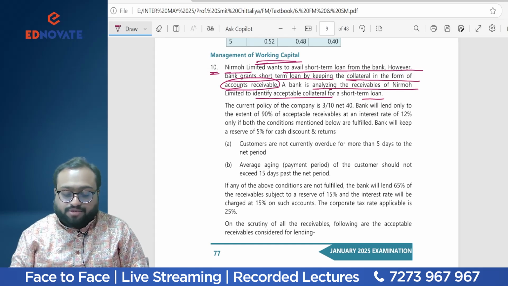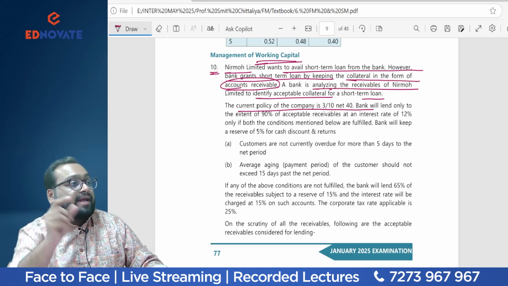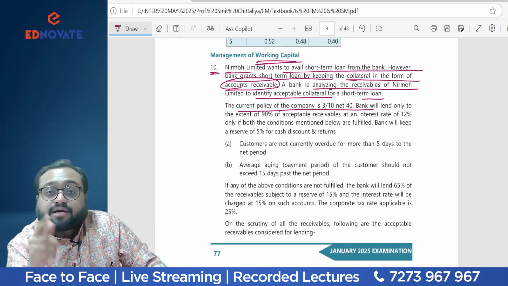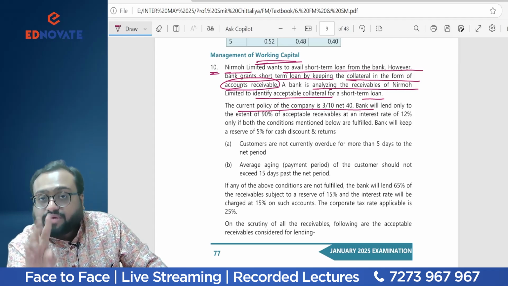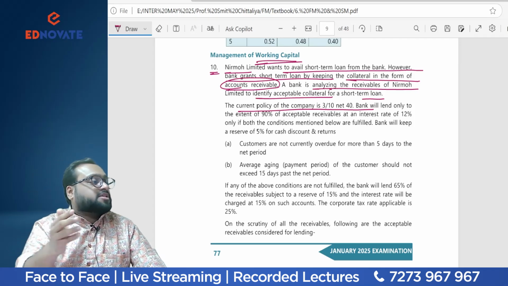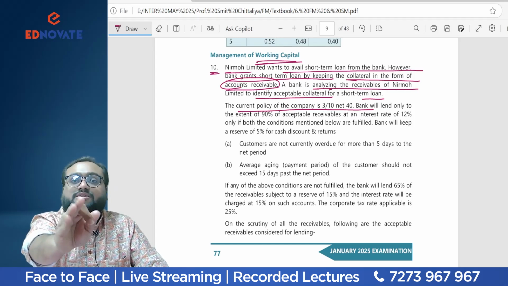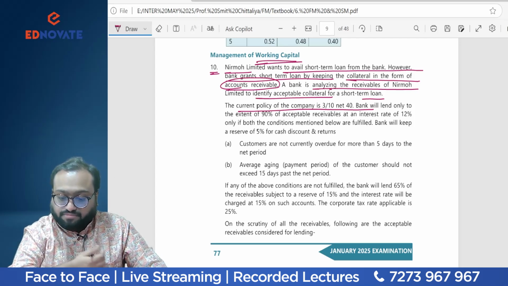Now, what is the condition? The current policy of the company is 3/10 net 40. Now, I would like to explain one thing over here. What do you mean by 3/10 net 40? It means the current credit policy of the company is for 40 days. If the customer makes the payment within 10 days, then the company gives 3% as cash discount.